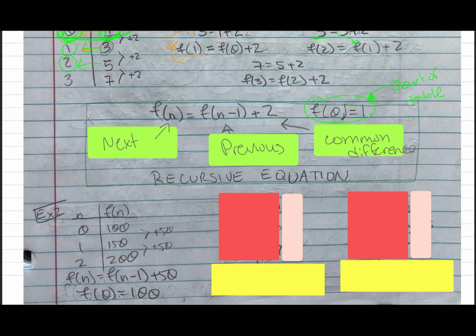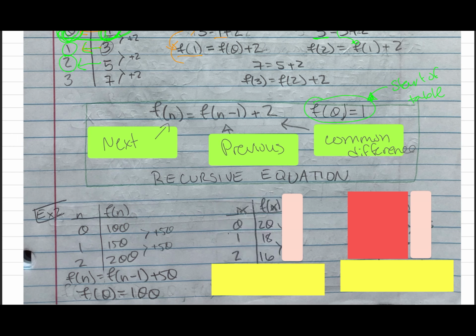Now, here's something that's super important. This f of n equals f of n minus 1 is going to be the same in any recursive. That doesn't go away. What changes is your common difference and the start of your table. So this start of the table is f of 0 equals 100. I got that because f of 0, we started at 0, equaled 100 over here.